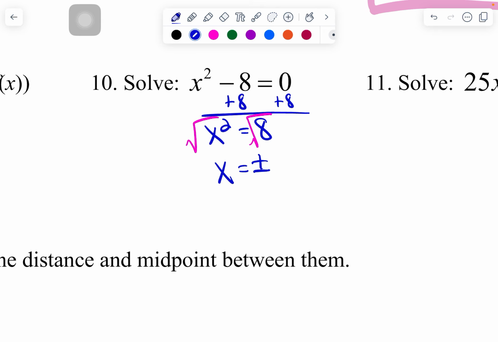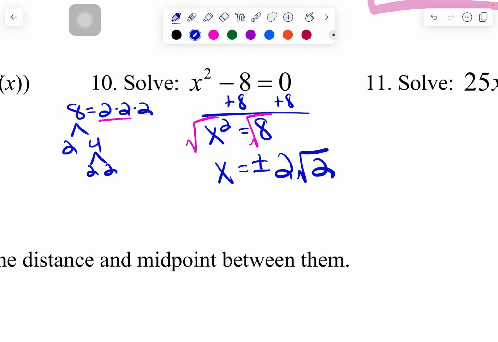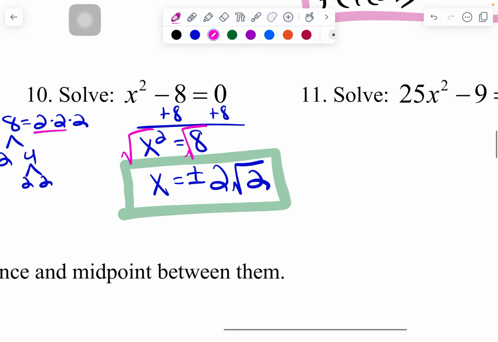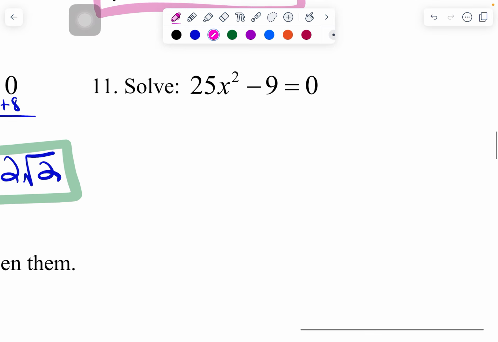And then as far as 8 goes, we can break that up as 2 and 4, 2 and 2. So 8 is 2 times 2 times 2. We've got a pair of 2's. And then the term that did not pair up, which is the other 2, stays on the inside. And so the answer for x squared minus 8 is equal to 0 is x is equal to plus or minus 2 root 2.